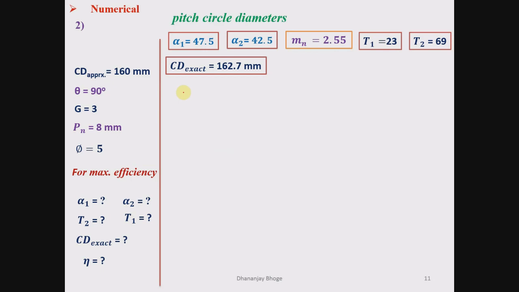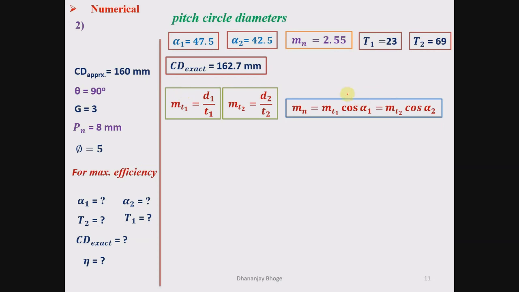The same relation goes for normal module Mn. So Mn is equals to Mt1 cos of alpha 1 is also equals to Mt2 cos of alpha 2. म्हणजे तू जे सांगितलं तेच Pn equals to Pt1 cos of alpha 1 is equals to Pt2 cos of alpha 2. आणि Mt1 काय आहे D1 by T1 and Mt2 is D2 by T2 because transverse module for two spiral gears is different. Okay. मग हे दोन इक्वेशन यूज करा. Use these two equations.